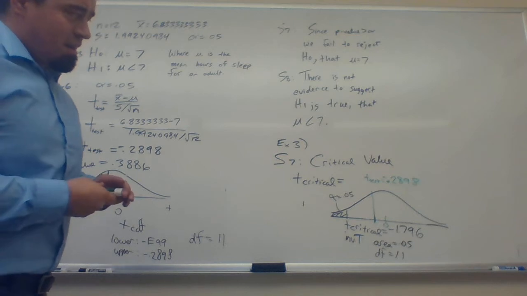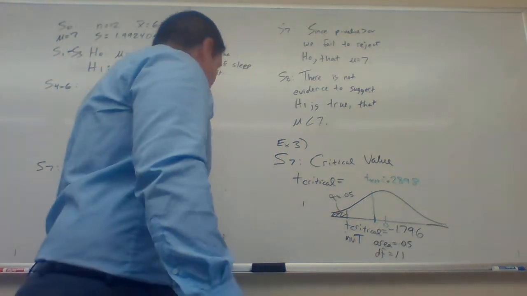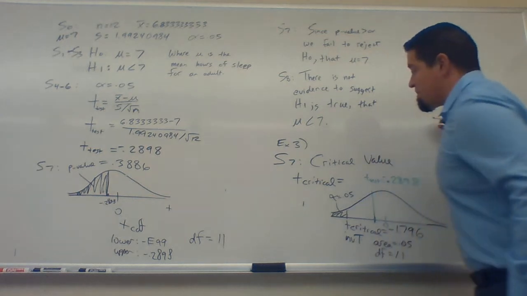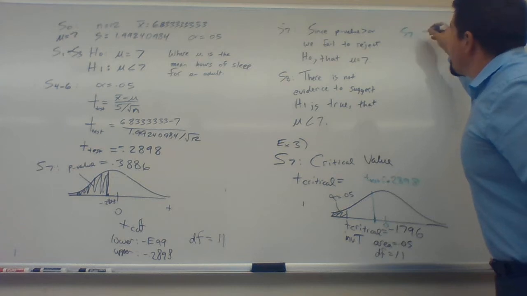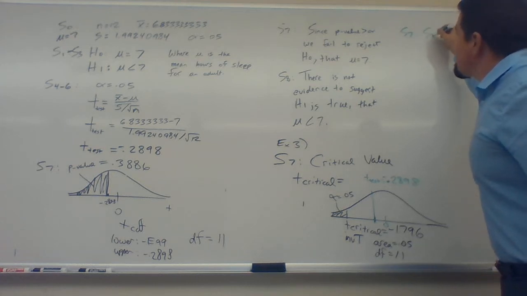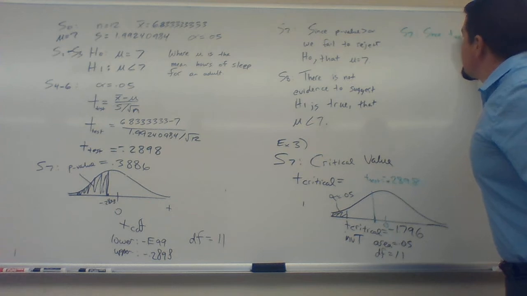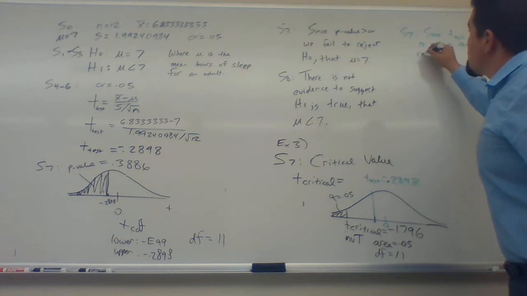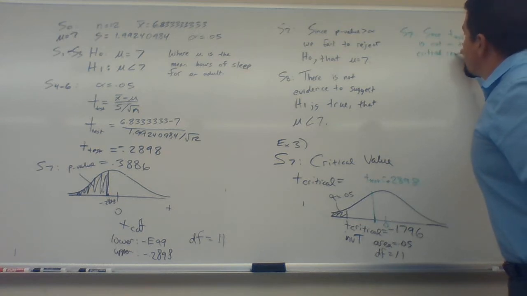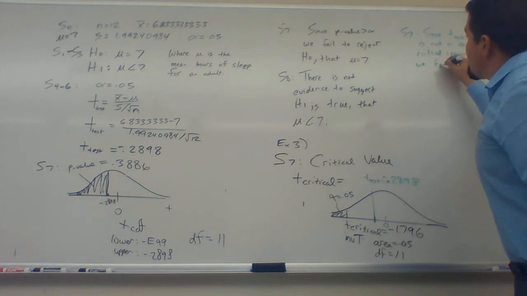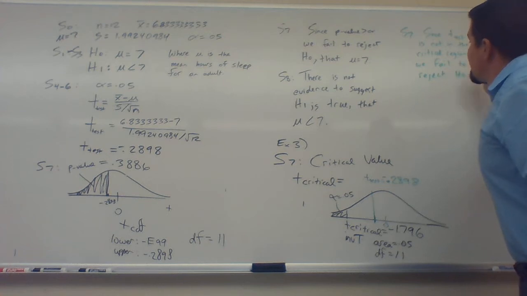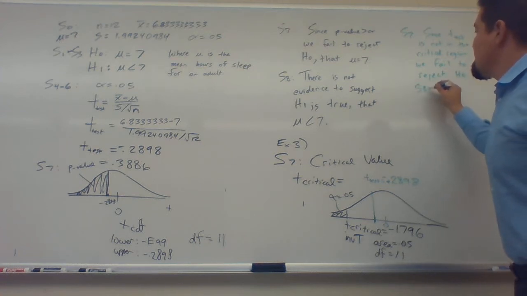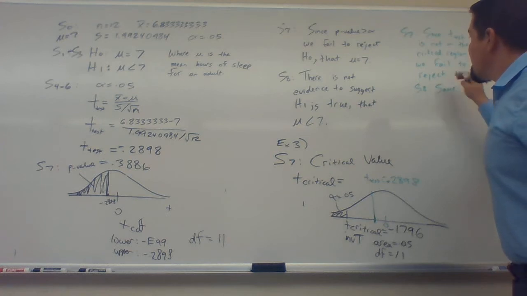In is not in the critical region, so we would make pretty much the same conclusion. I'm going to write it here. It would be, but for a different reason. Since the t test is not in the critical region, we fail to reject H naught. Step 8 would be the same. Nothing changes there. The only thing that changed was the reasoning.